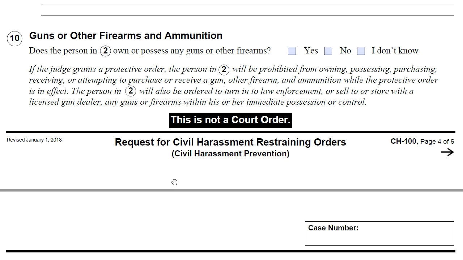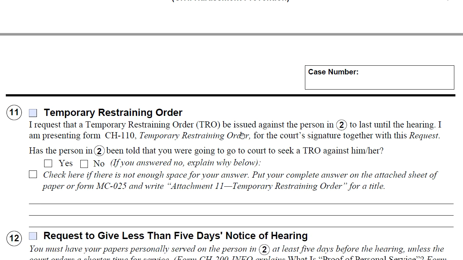Okay, number 10, if you know that they own firearms or ammunition, mark the box for yes. If you know for sure that they do not, mark the box for no. If you just don't know, it's okay, mark I don't know. That's fine.